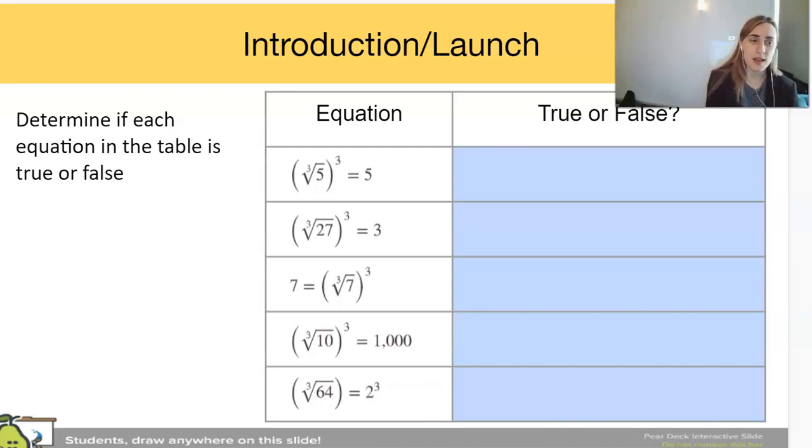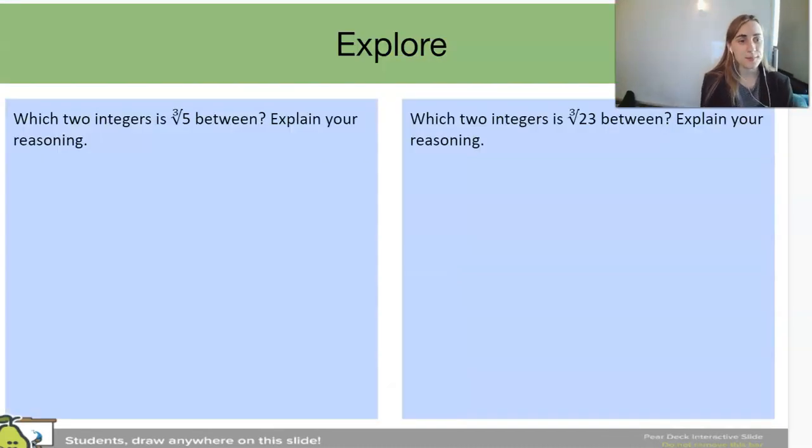Once you've had enough time to think through slide A and notice any patterns in which equations are true, we'll move on together to our Explore section, slide B. On slide B, we have two different questions. First, which two integers is the cube root of 5 between? Explain your reasoning. And then another question, which two integers is the cube root of 23 between? And explain your reasoning there as well.